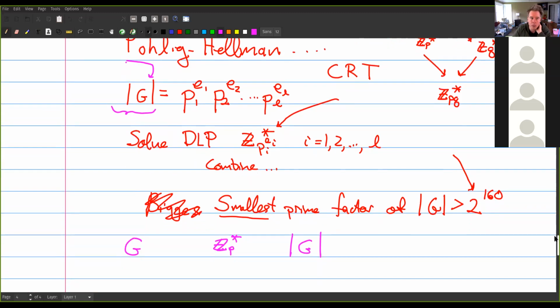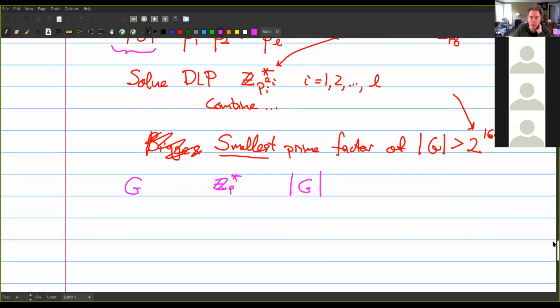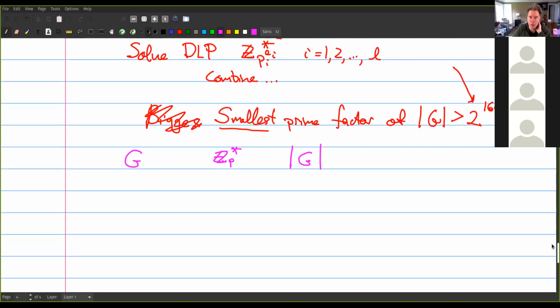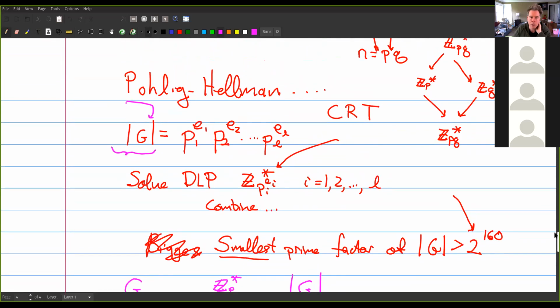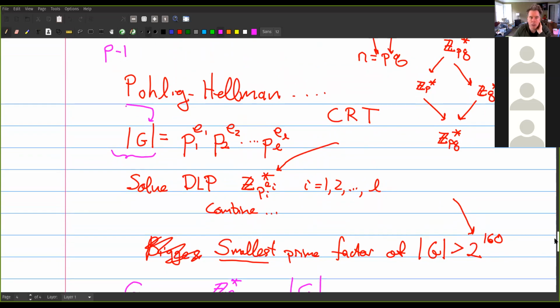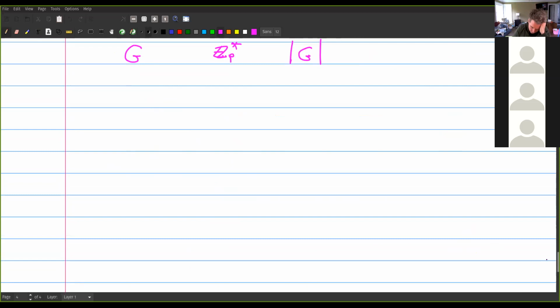But the problem is that just knowing the cardinality of the group is difficult. Discovering the cardinality of certain elliptic curve groups is like an open problem, and it's very difficult. So that saves you a little bit. And then in ZP star, you have to factor P minus 1, which might be extremely hard if P is big. Okay. All right.